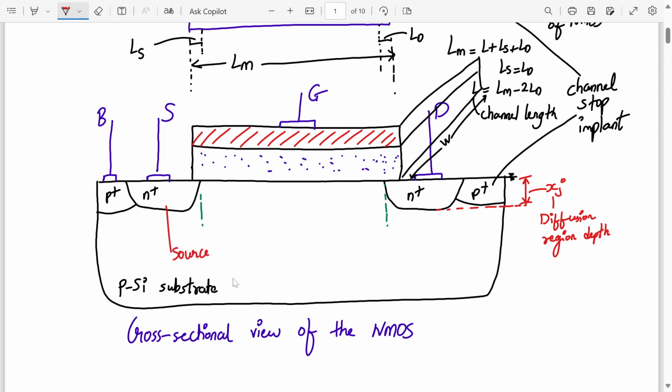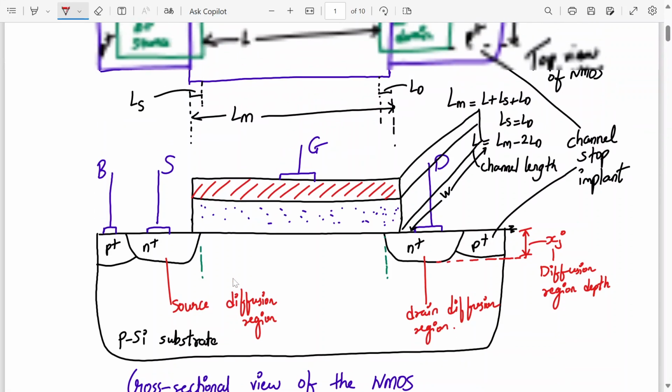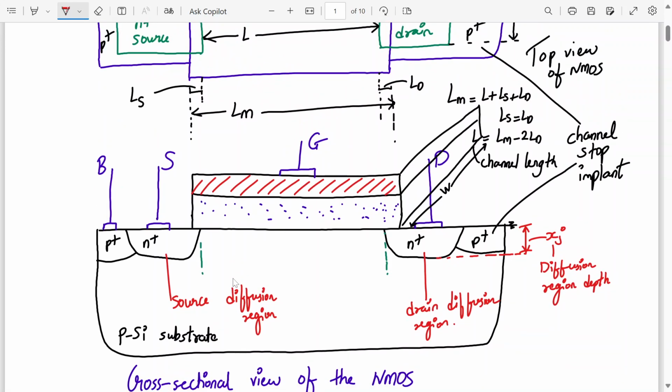This is called the source diffusion region. This is called the drain diffusion region. Okay, I hope it is clear. So I have drawn the 3D view. I hope this is also clear. Let me just remove it, or else it will complicate things.